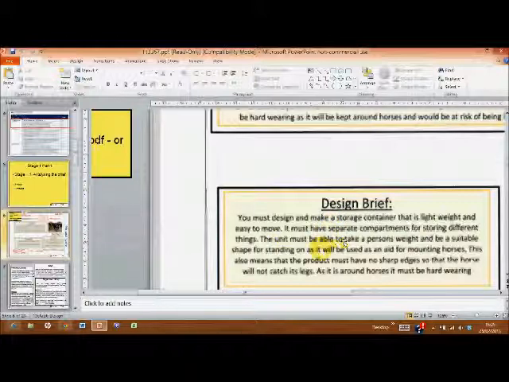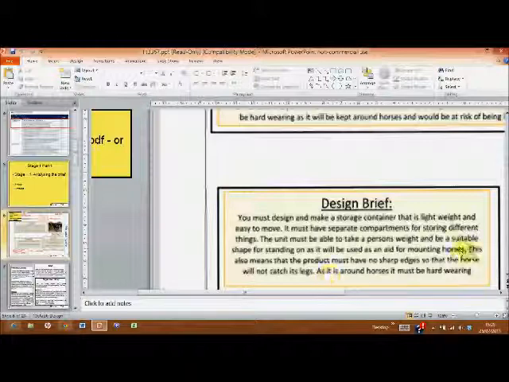The unit must be able to take a person's weight and be suitable shape for standing on, as it will be used as an aid for mounting horses. Good. She hasn't said it's got to be so wide or anything else. Have stabilizers, for example, or wheels on the bottom. It's vague, which is good. This also means that the product must have no sharp edges so that the horse will not catch its legs.